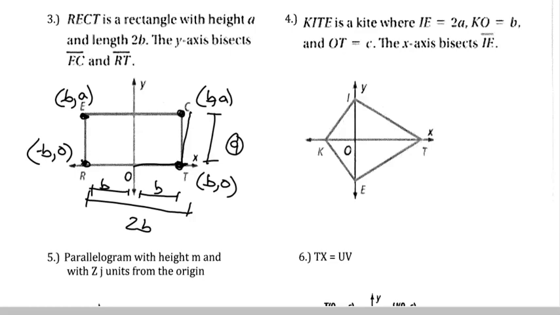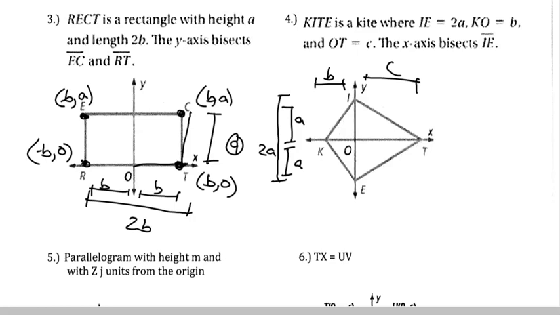Hopefully you're getting the hang of this. We're just using variables. Now this one says it's a kite. IE is 2A. So A there and A there. And then KO is B. And OT is C.